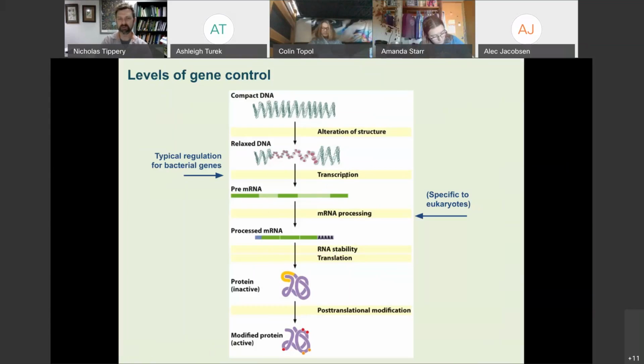So keep in mind transcription, we're going to spend a lot of our time talking about that as a level of regulation. And then, of course, anything having to do with splicing out introns, adding this 5' cap and so on, those are specific to eukaryotes, as we've seen. And just a little throwback to lab. In one of our labs, we did the RNA interference. So what step would RNA interference affect in this process?